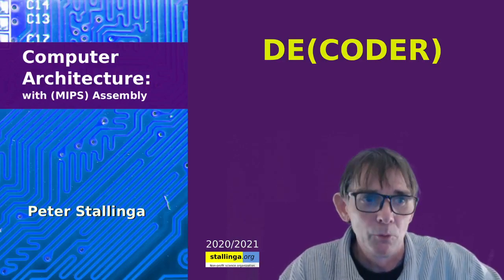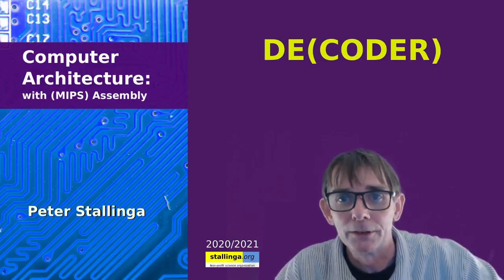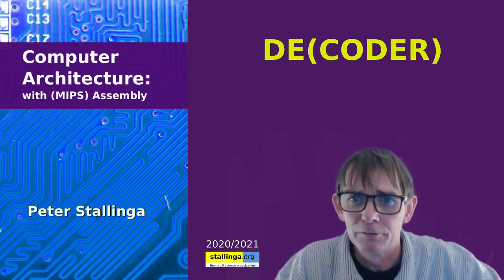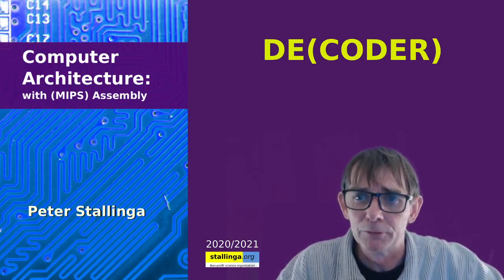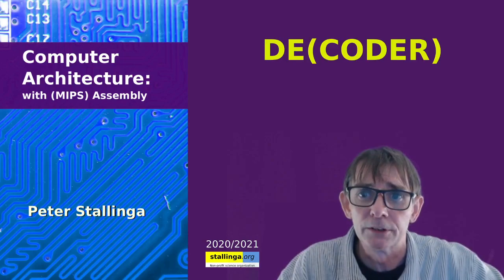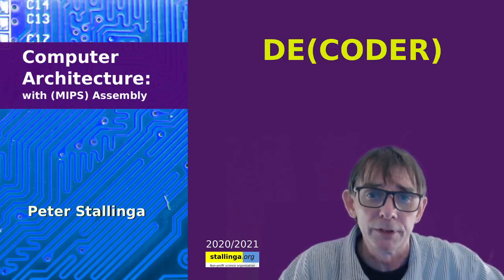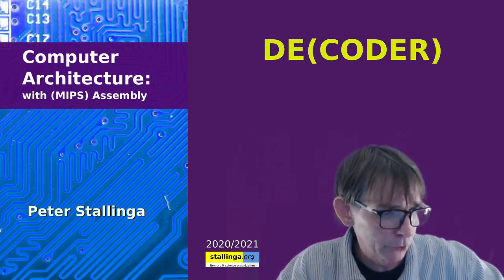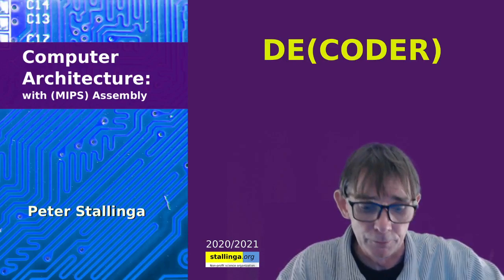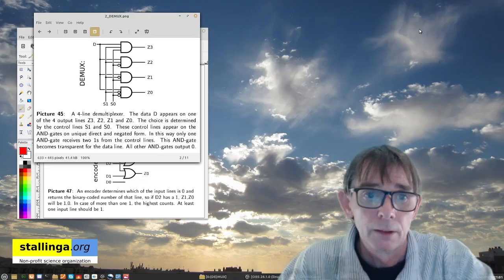Hello everybody, and welcome to another lecture on computer architecture. So this final video in this series about small components that are essential for computers, I'm going to finish with the coder and the decoder, which are very similar to the circuits I've just shown in the previous video. So let's take a look.